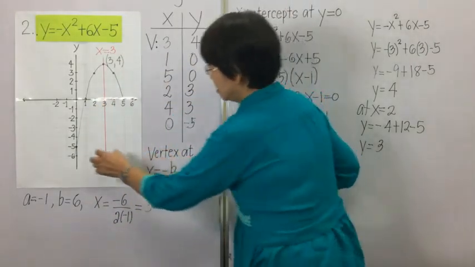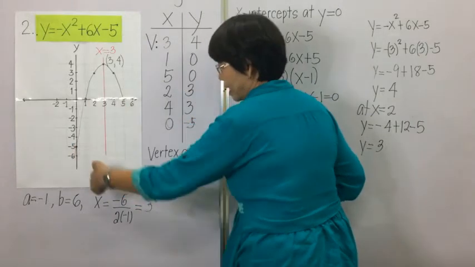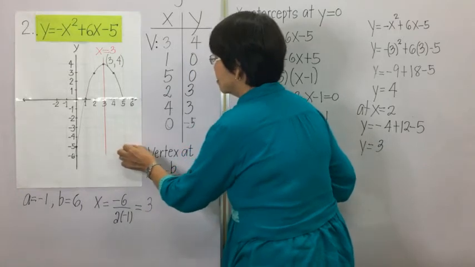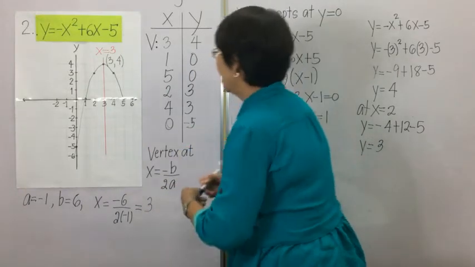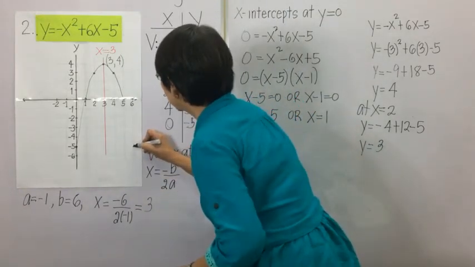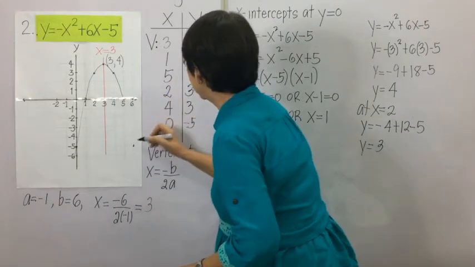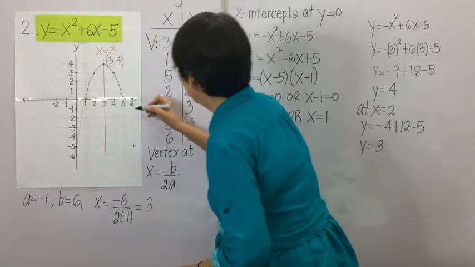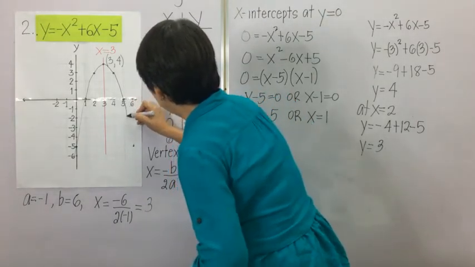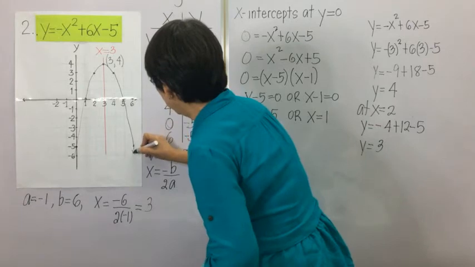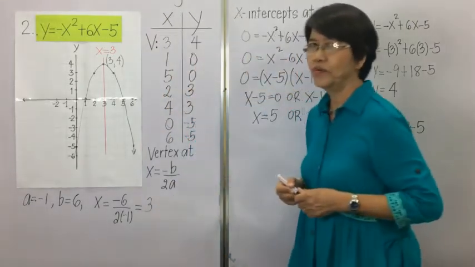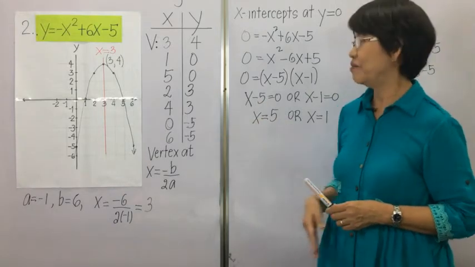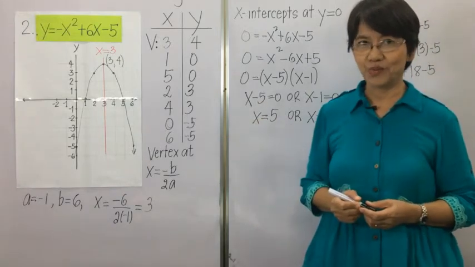And since this is 3 units away from the line of symmetry, we can reflect another point here 3 units away from the line of symmetry at 6, negative 5. And we have a very smooth graph of our equation, a parabola going downward.